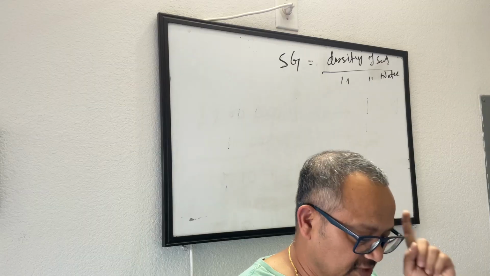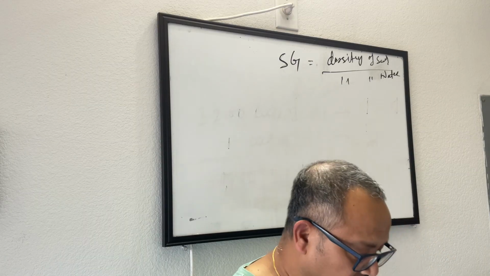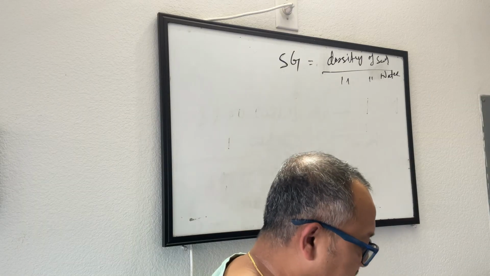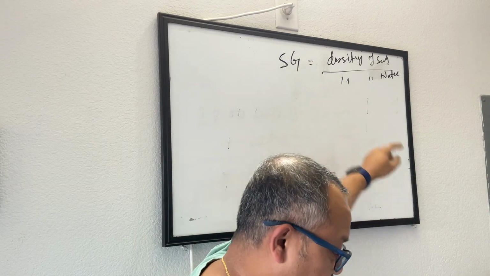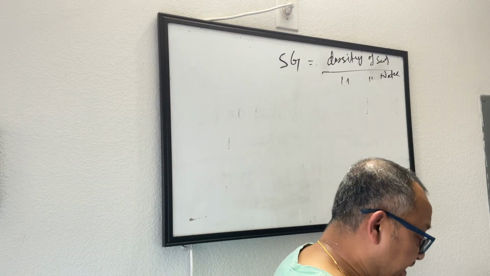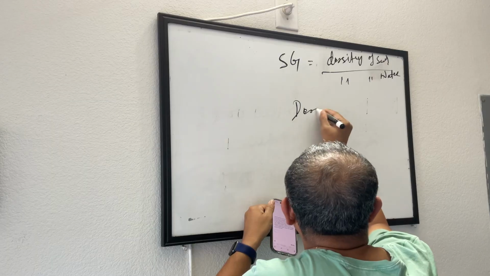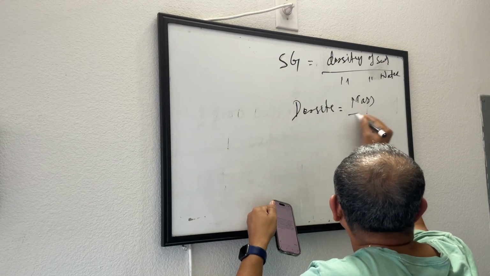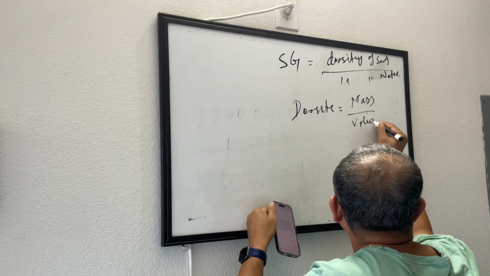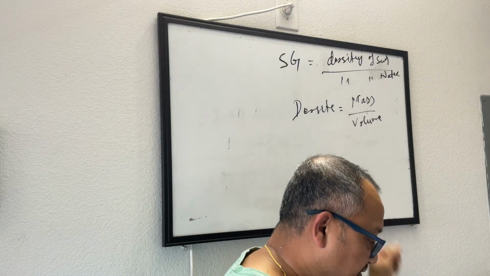Reading one last time. Specific gravity is the ratio as a decimal of the density of a substance to the density of water. I have muddled the water enough. Let's move on. Density is the ratio of mass to the volume. So if somebody asks what is the density, density is mass by volume. This is what the question is also saying: density is the ratio of the mass to the volume.